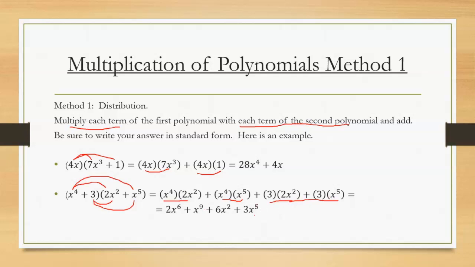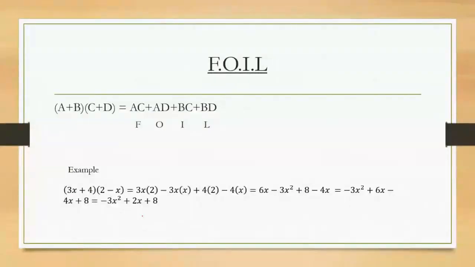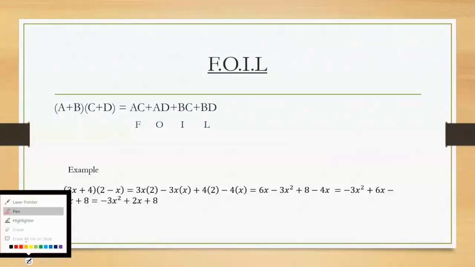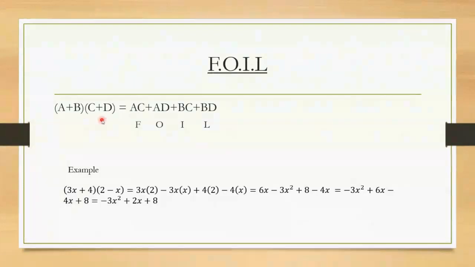Okay, that was fun. Now, I know some of you are probably thinking about FOIL. You could solve this using FOIL, and you're right, you could do that. In fact, on the next slide, FOIL. It's just a way to remember multiplying two binomials. Binomials means a polynomial with two terms, like bicycle. So with FOIL, it's just a way to remember how to multiply these two together.